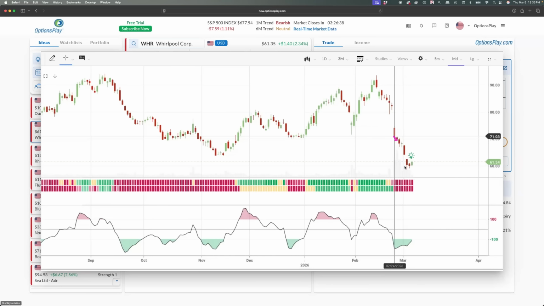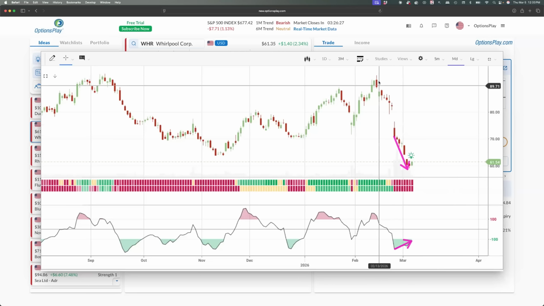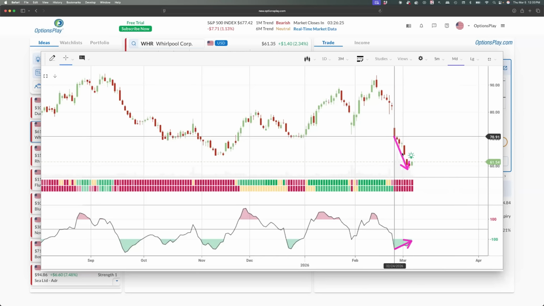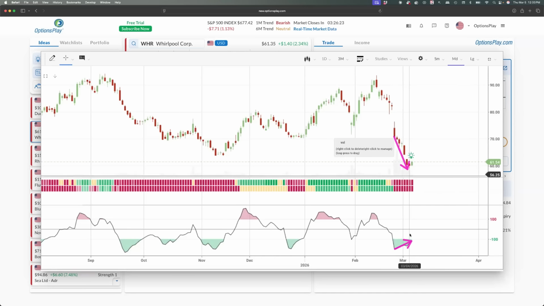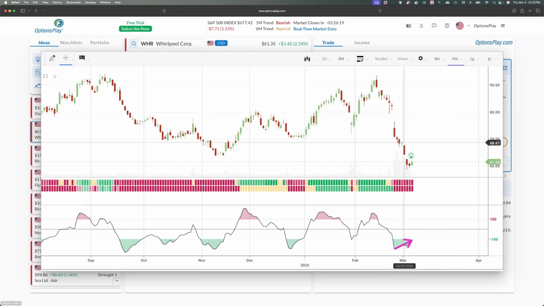But what you're starting to see here is that the move from 70 to 60 is what started to create this negative divergence of the momentum. So we had already had an extreme move, but it kept moving lower. And as it kept moving lower, momentum started to move up as opposed to continuing to follow it. So those are the two things that I'm generally looking for to decide if this is a potential opportunity.